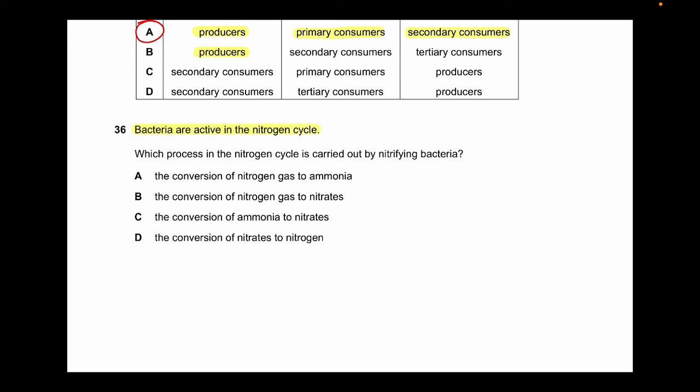Bacteria are active in the nitrogen cycle. Which process in the nitrogen cycle is carried out by nitrifying bacteria? The conversion of nitrogen gas to ammonia? No. The conversion of nitrogen gas to nitrates? No. The conversion of ammonia to nitrates? Yes. Nitrifying bacteria convert ammonia to nitrates. Nitrates are the form of nitrogen that is soluble in water and also plants can absorb it.